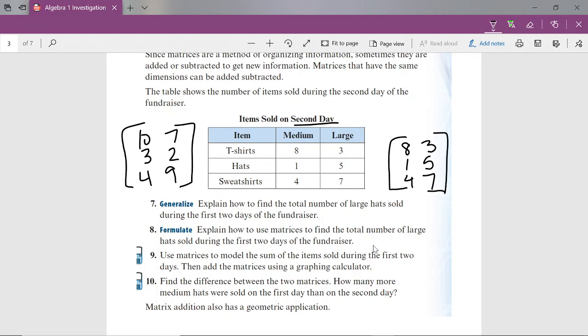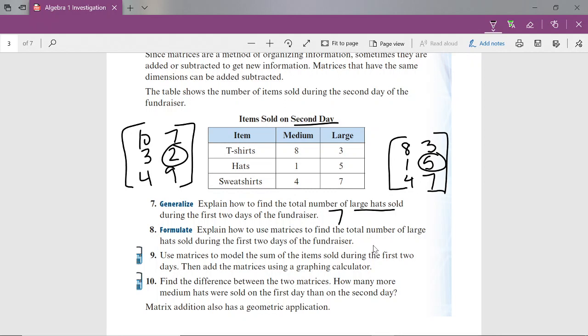And since I want the number of large hats, that means that I'm looking at the second column, second row, second column of each of these, second row, second column. So I'd be adding together 2 and 5 to see that there were 7 large hats that were bought in the first 2 days.